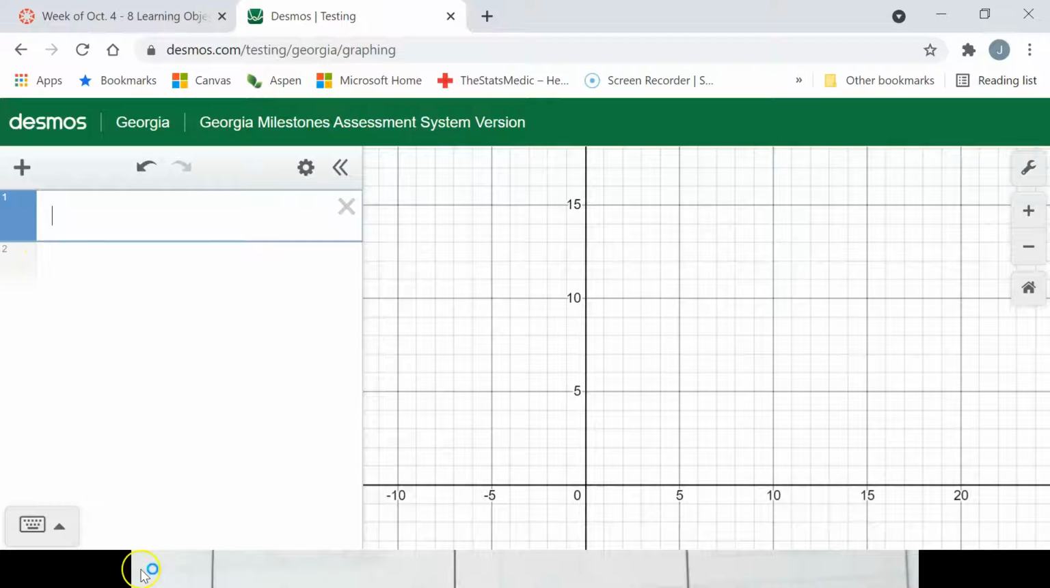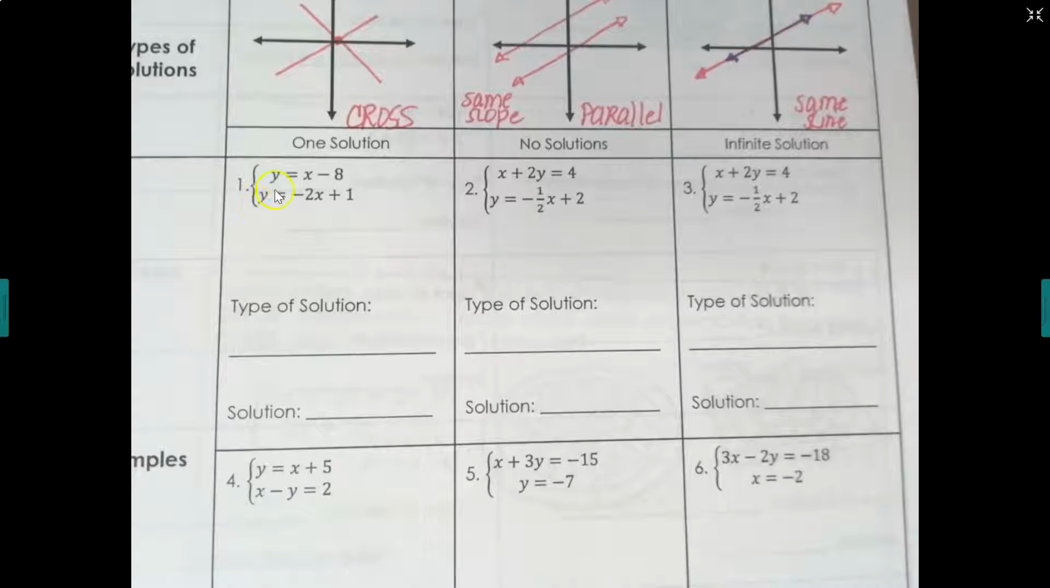So when we look, we're going to take both of these equations and we're going to put them into Desmos. Desmos doesn't care if it's in standard form or slope-intercept form. You're going to type them in just like you see them.